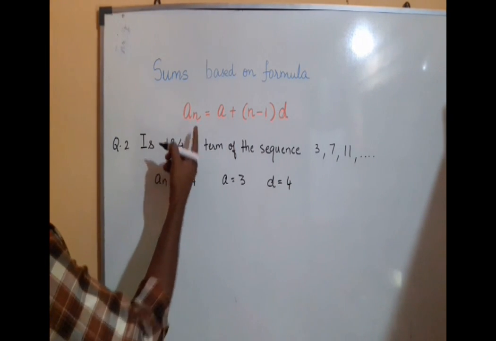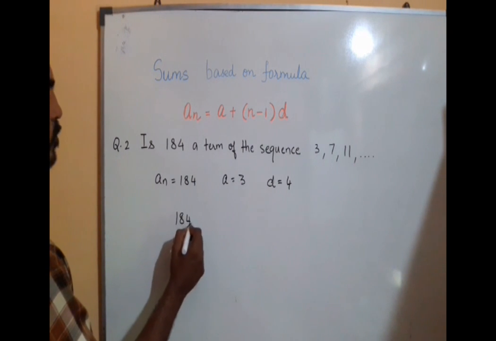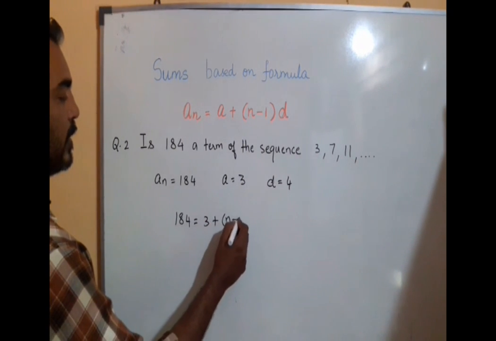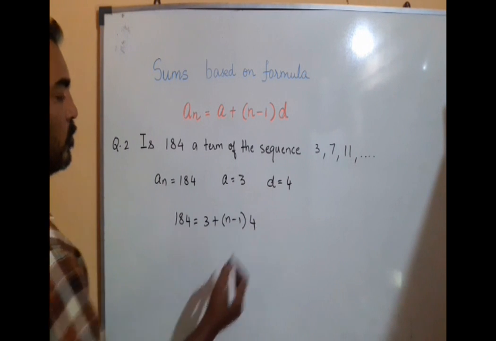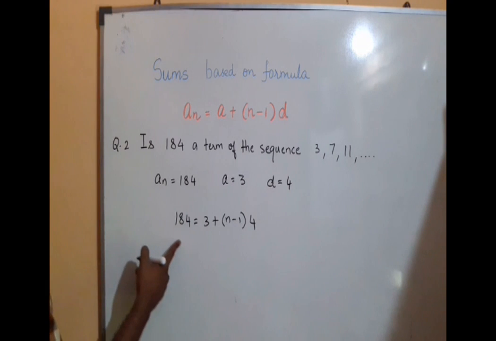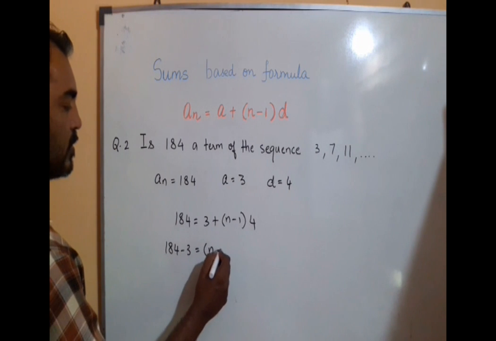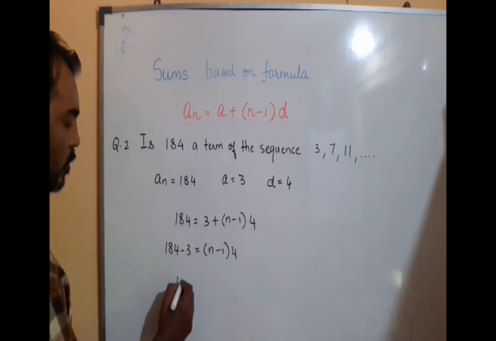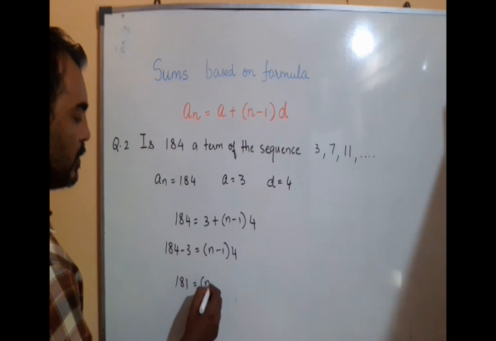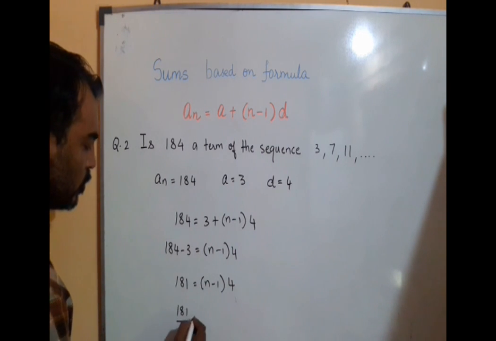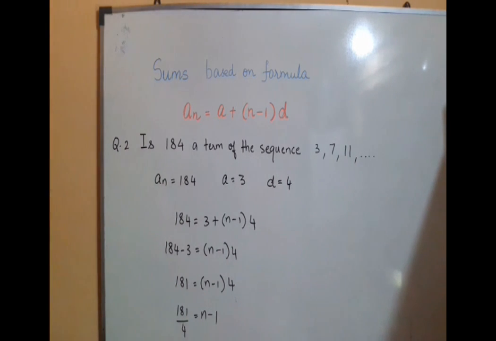Using this formula, an equals 184 equals a, that is 3, plus n minus 1 into 4. First we bring the 3 to the left side. So 184 minus 3 gives us n minus 1 into 4. 181 equals n minus 1 into 4. 181 upon 4 equals n minus 1. Now what do we get? 181 upon 4.